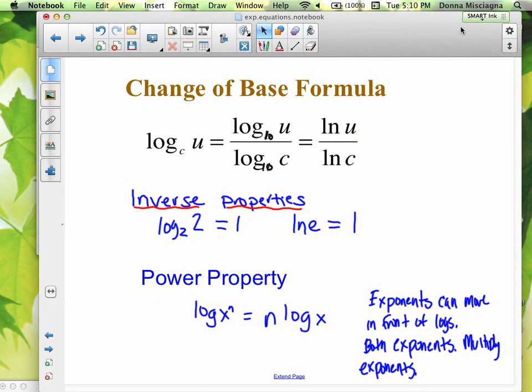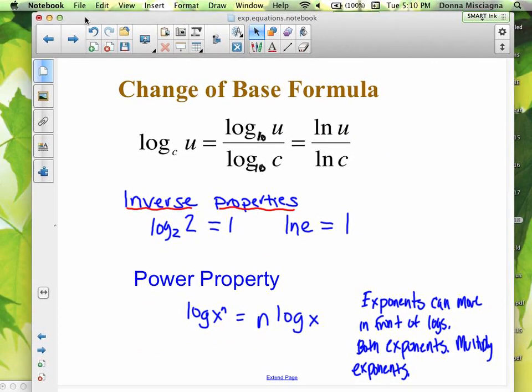Welcome to solving exponential equations where we can't rewrite the base. These are going to require a few formulas. We're going to need the change of base formula because sometimes our equation may be written in a base that's not so easy to work with. So we can change it to a base that is easy to work with in the calculator, namely base 10 or base e, the natural log.